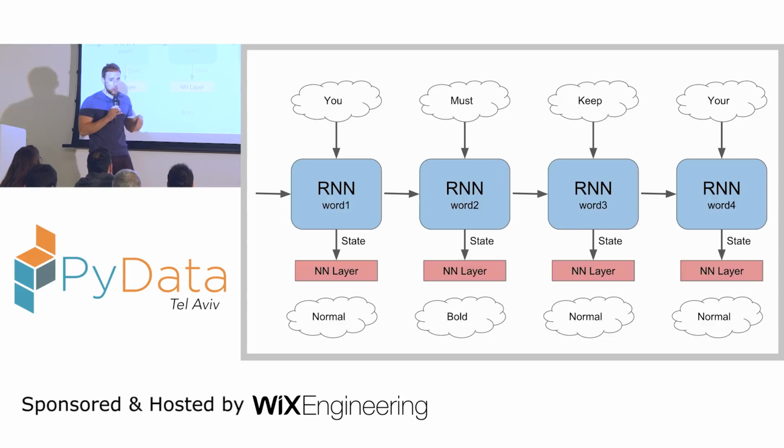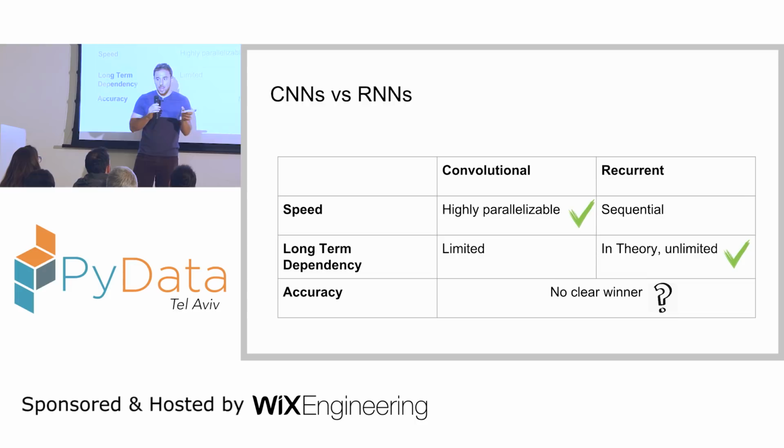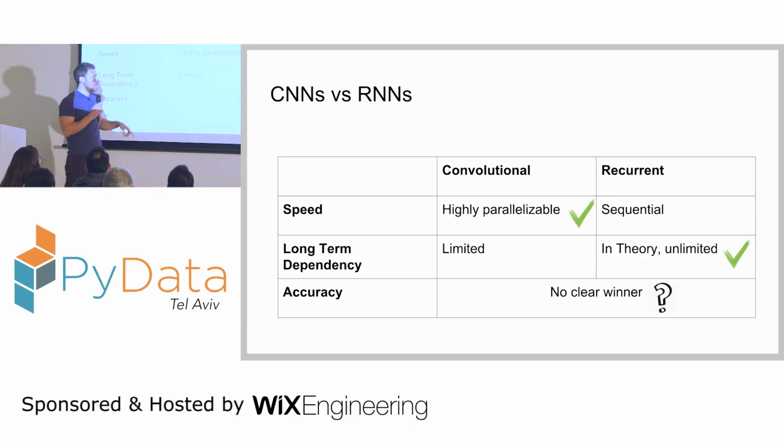Okay, so this is a good point to stop and compare the two. In theory, the RNN could remember dependencies from the beginning of the document. So in theory, RNN is supposed to be superior to CNNs that only account for a certain number of words before and after. However, the sequential nature of the RNNs makes them harder to train and it takes more time. So there's no clear winner. Sometimes the RNNs work better, sometimes CNNs. The jury is still out on this one.